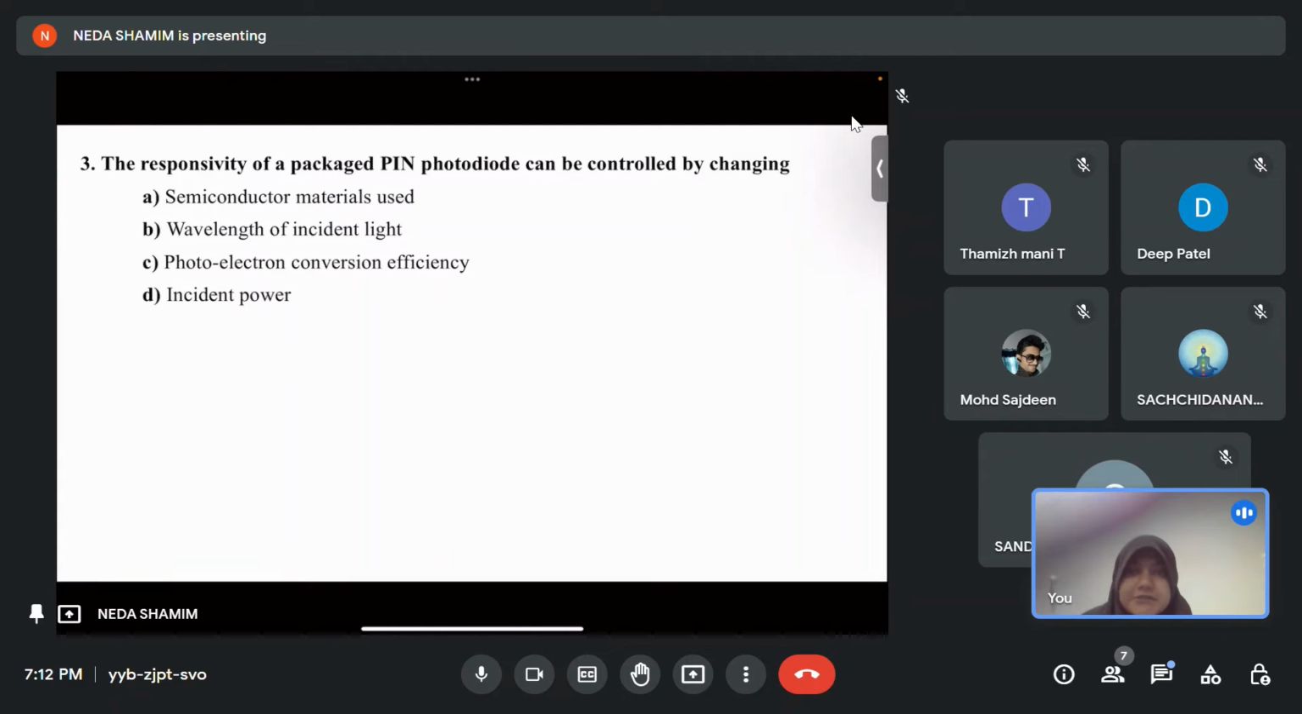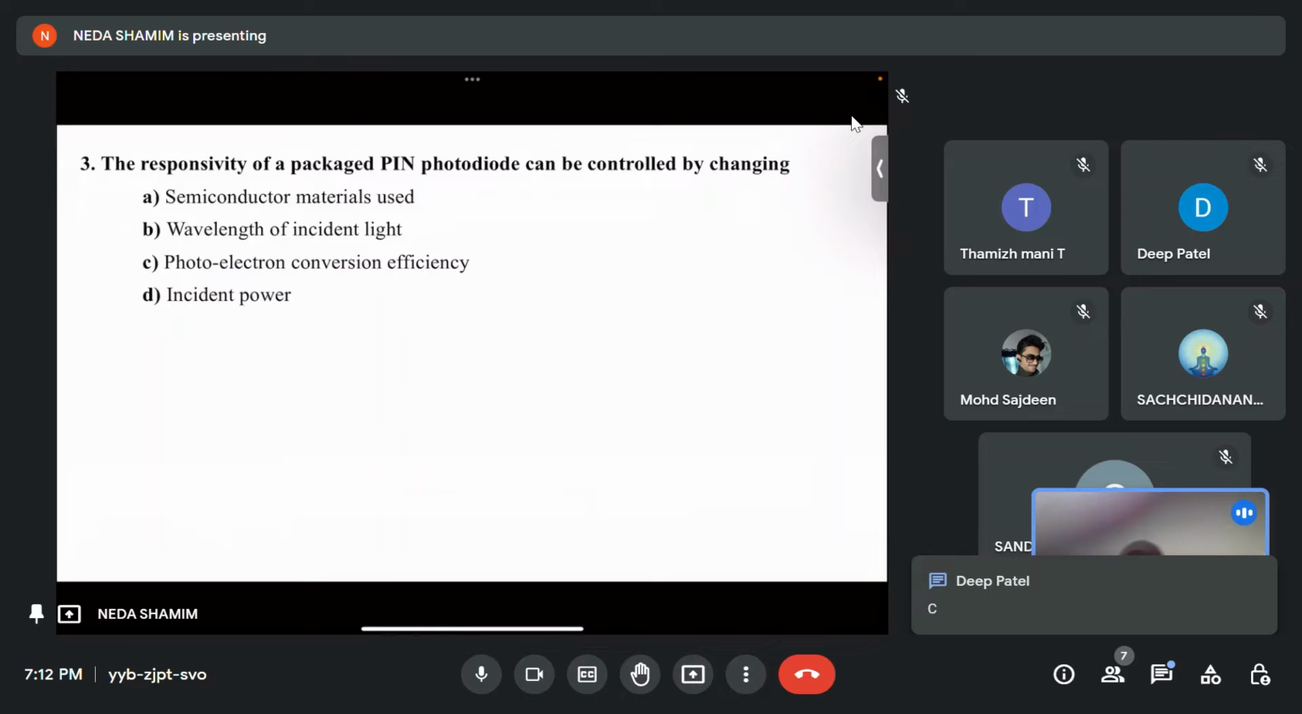The responsivity of a PIN photodiode can be controlled by changing: A, the semiconductor material used; B, the wavelength of the incident light; C, photoelectron conversion efficiency; or D, incident power. What do you think would be the answer to this question? I'll give you a second to answer this. C, photoelectron conversion efficiency. Okay, Deep Patel says C. Any other answers? B, wavelength of the... Okay, Deep Patel first said C, now B.